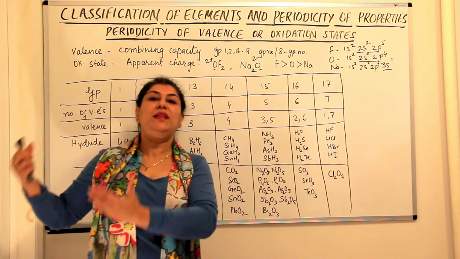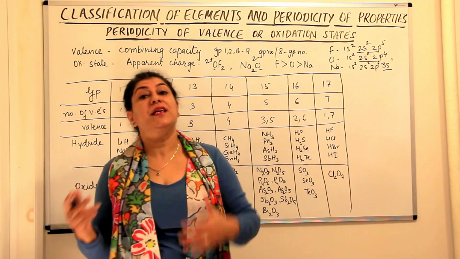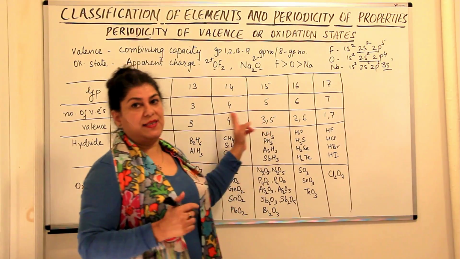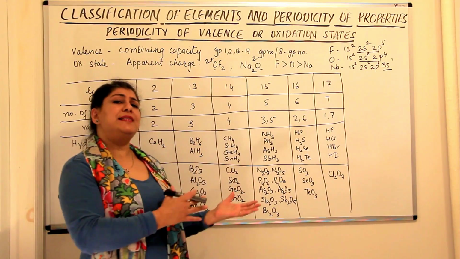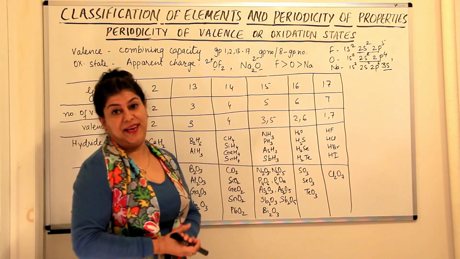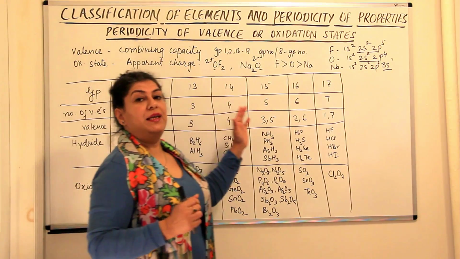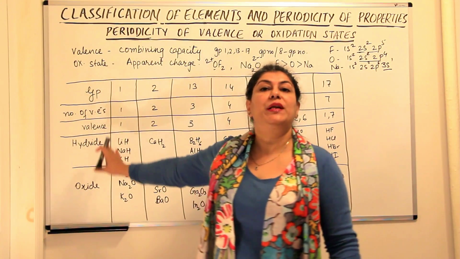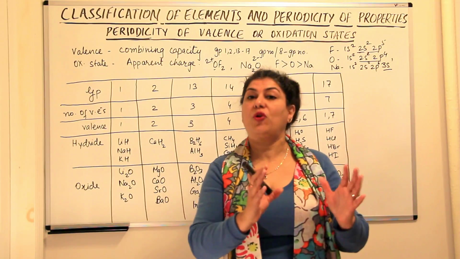And when it combines with that other element, is this element positive or negative? And the valence, that is the number of charges that it is showing, is that charge positive or negative? So that was oxidation states. So we have seen in the group, the valency or the oxidation state usually remains the same. All elements of a group show the same valency or oxidation state.